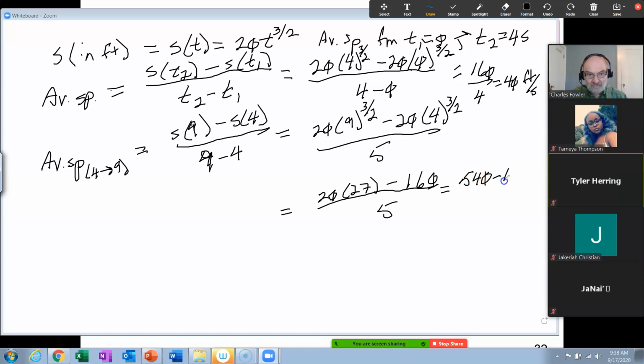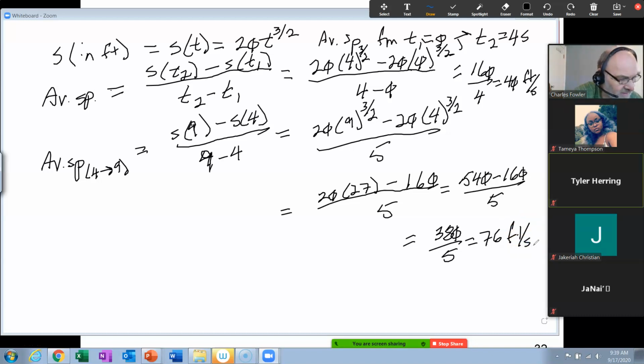Okay, 540 minus 160 divided by 5, which would be 380 divided by 5, which I think would be 76 feet per second. Is that right? Yep. Yeah, 76 feet per second. The T didn't cross well here. Okay, there we go. All right, so there's how you do average rate of change.